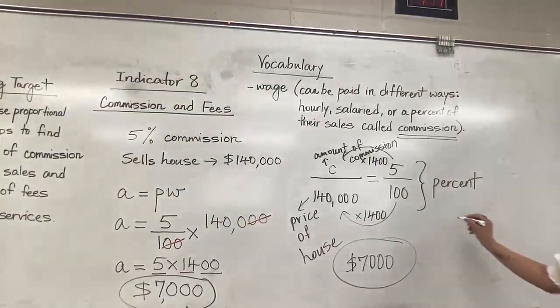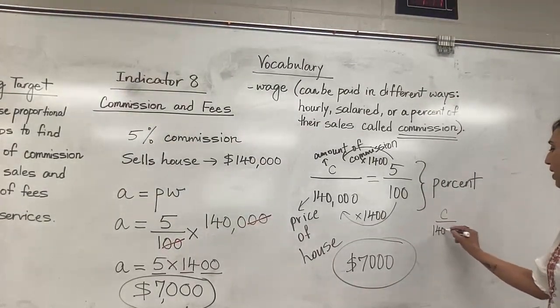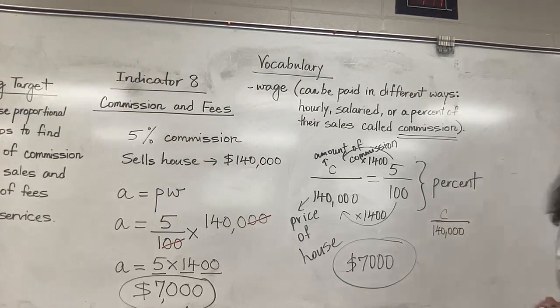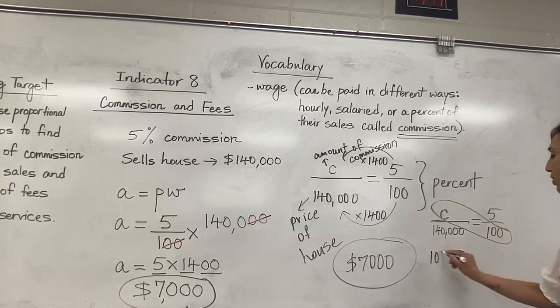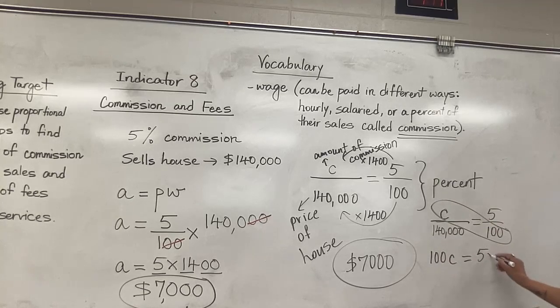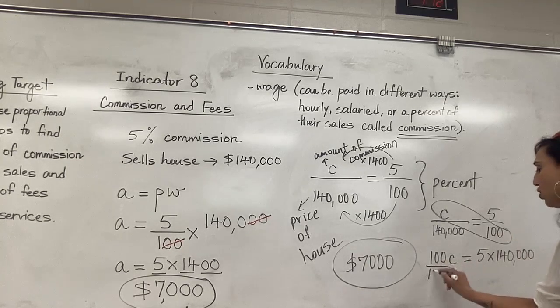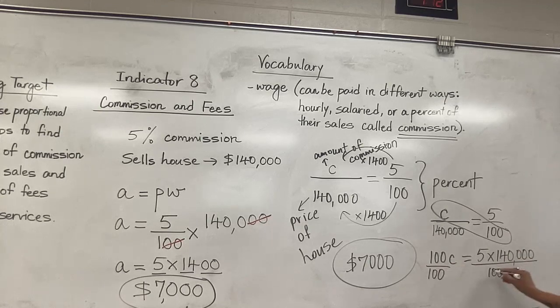So as you can see, if I had C over 140,000, right, is equal to 5 over 100. 100 times C, this is 100. C is equal to 5 times 140,000. And then using my properties of equality, the opposite of multiplication is the division property of equality. Divide both sides by 100. So therefore my commission is this and this gone. 5 times 1400, that's what's left, and I get $7,000.